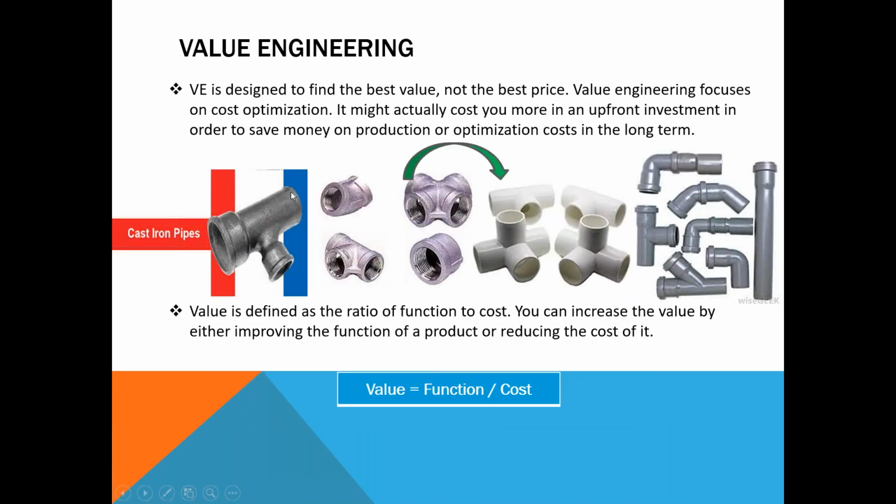Now value engineering is designed to get the best value, not the best price. See, it focuses on cost optimization while the functions remain the same. In this case, the cast iron piping and these tubings are replaced by this plastic. And nowadays you can see this. This has got two advantages. These are more lasting, plus it will reduce the weight on the structure. Value is nothing but defined as a ratio of function to cost. I mean, either I have to increase the function or reduce the cost.